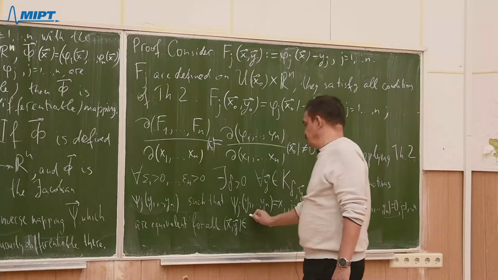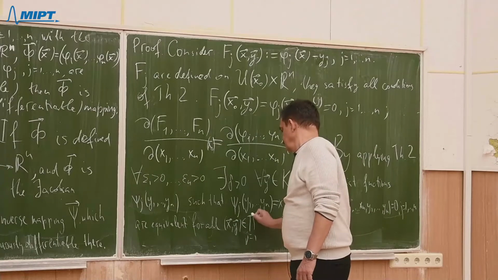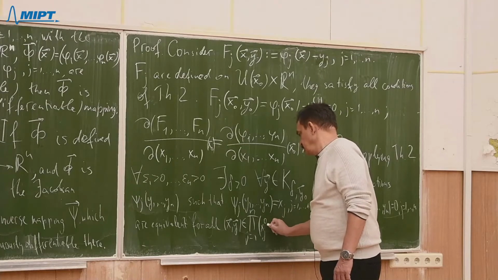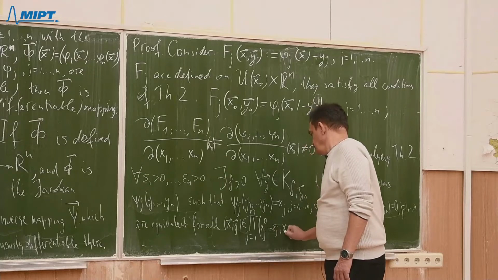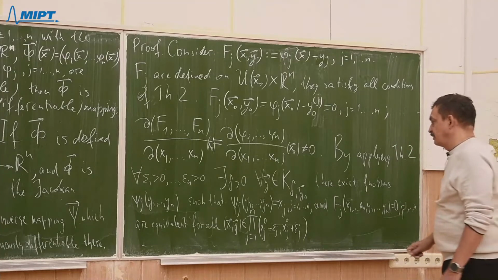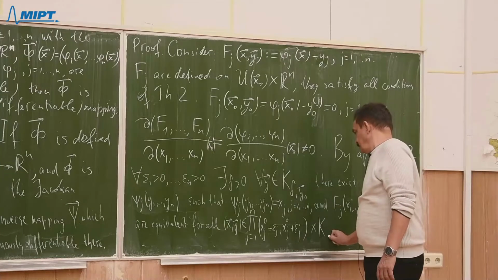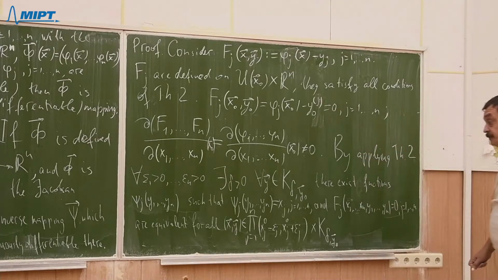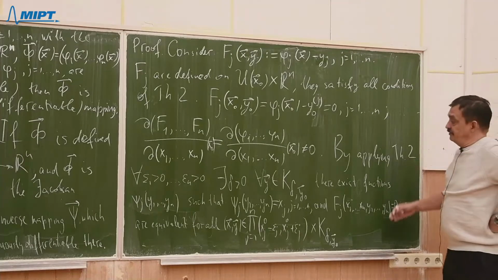So first I should write the product of intervals xj naught minus epsilon j, xj naught plus epsilon j, times our cube, an n-dimensional cube with center at y naught. So roles are changed. So that is just by applying Theorem 2.